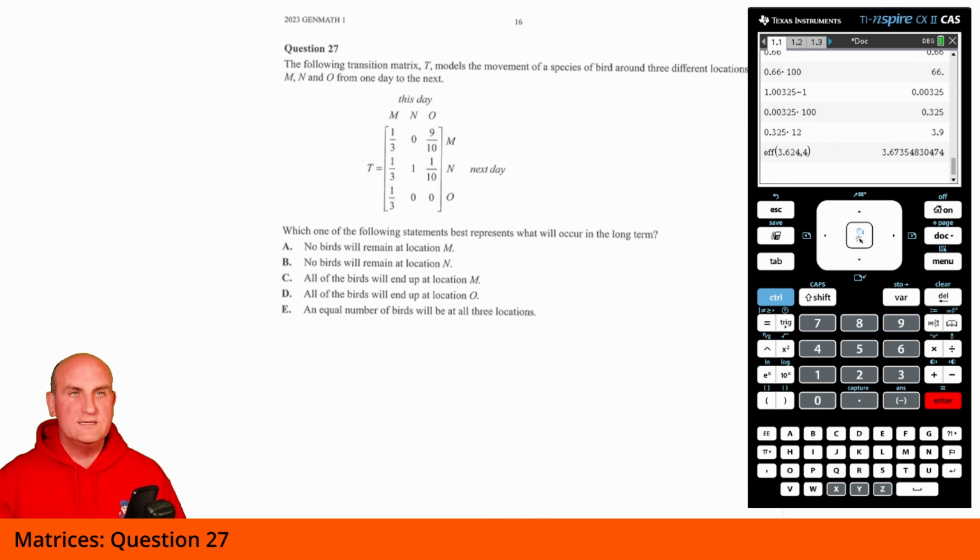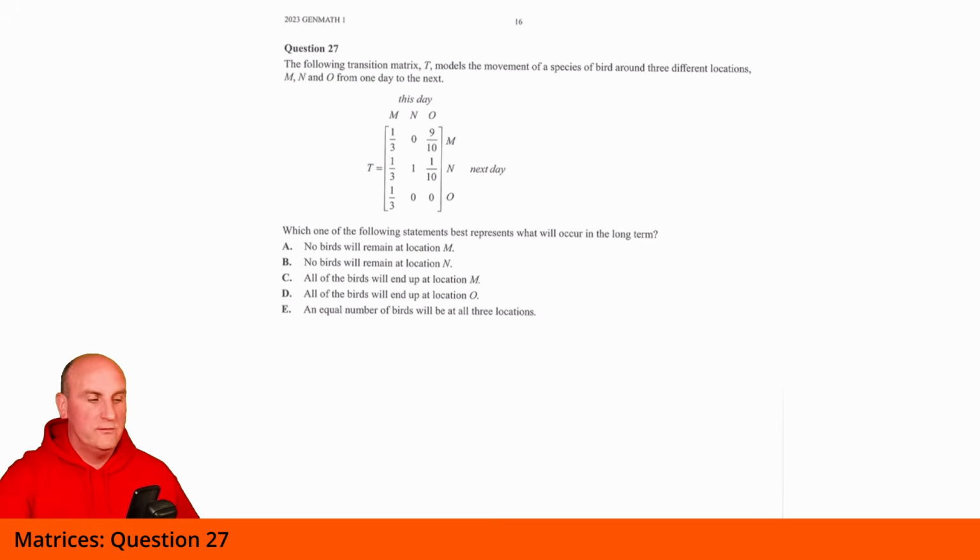Right, the following transition matrix models the movement. Let's turn my calculator off for a moment. Now, this is pretty much where I stopped with my solutions. Let's see how far we go. Let's put that on the floor. It's no use to me anymore.